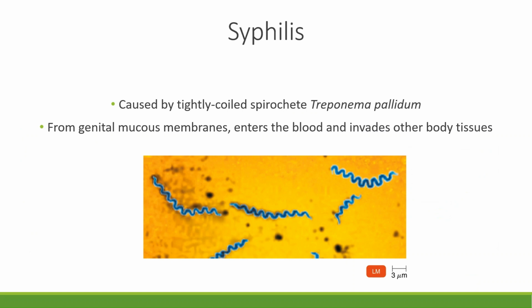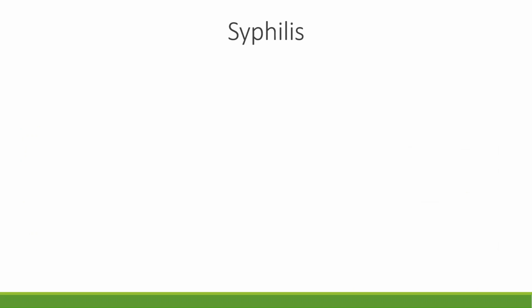Next is syphilis. This is caused by a tightly coiled spirochete called Treponema pallidum. It can enter from genital mucous membranes. It can then enter the blood and invade other body tissues. Syphilis progresses through distinct phases, each with characteristic symptoms.